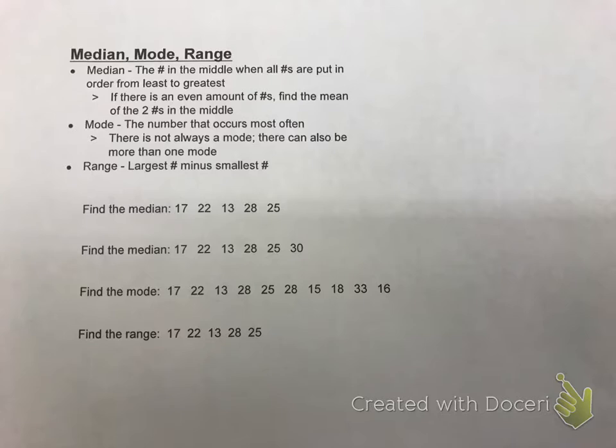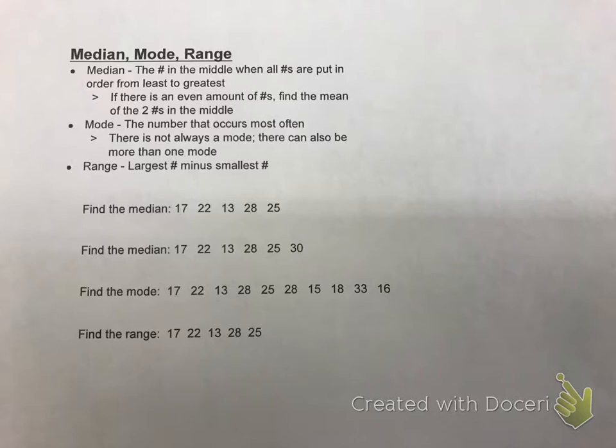The mode is the number that occurs most often. Please note that there's not always a mode, meaning there might not be a number that occurs most often. And there can also be more than one mode. So there could be 2 or 3 or 4, however many modes there are.